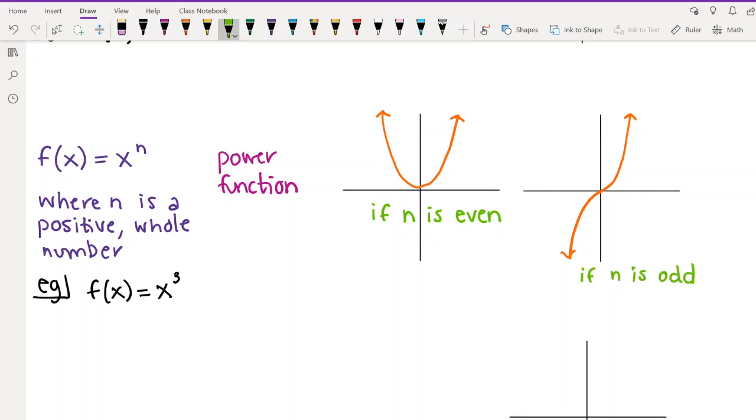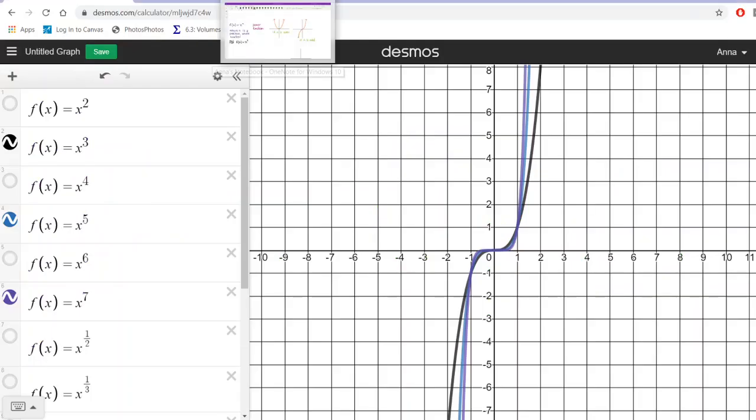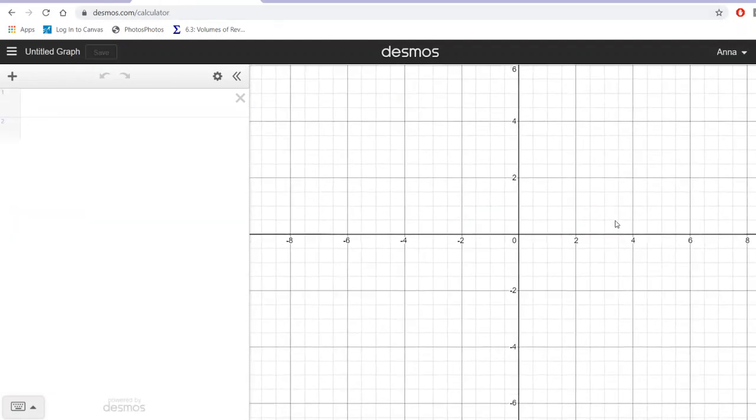Okay. And while I'm on Desmos, let me just show you a couple of other things. I just want to show you how you would do this from scratch. So I'm just going to go back to regular Desmos here.